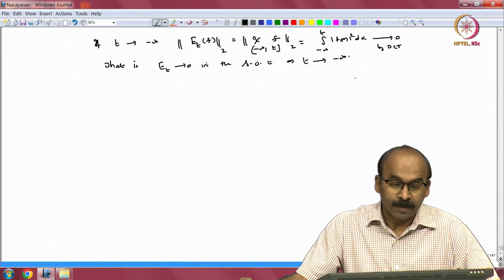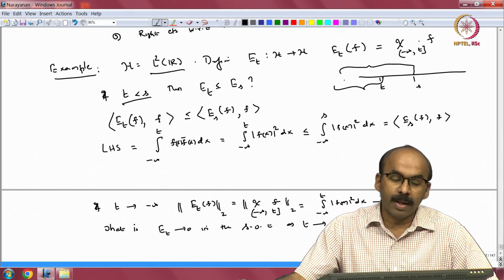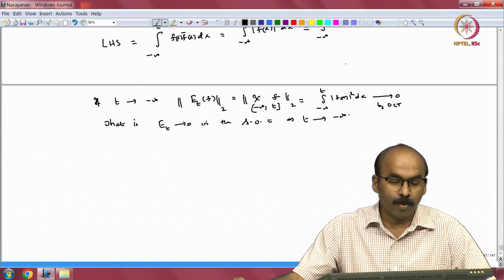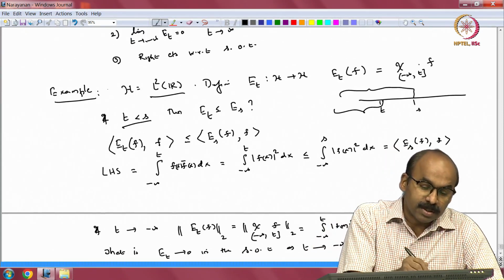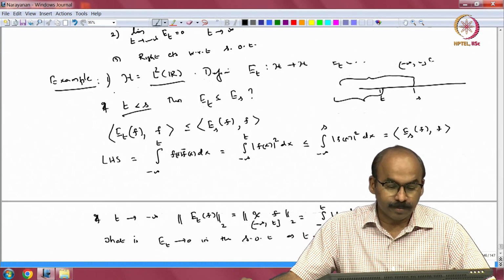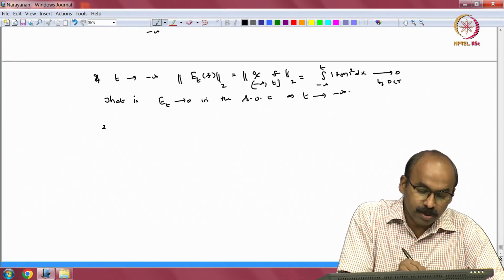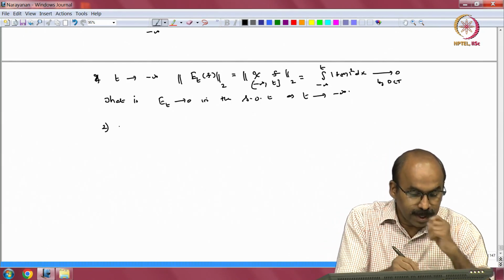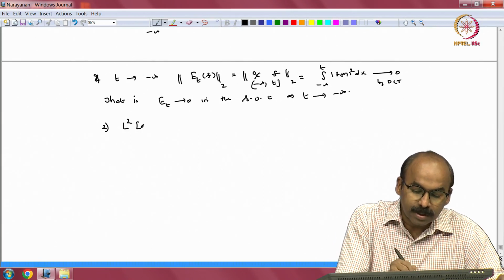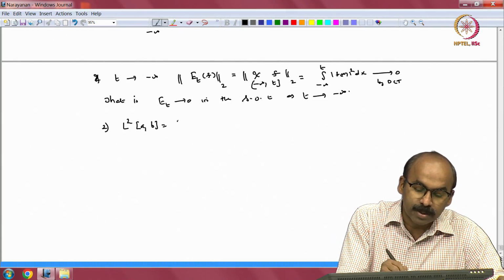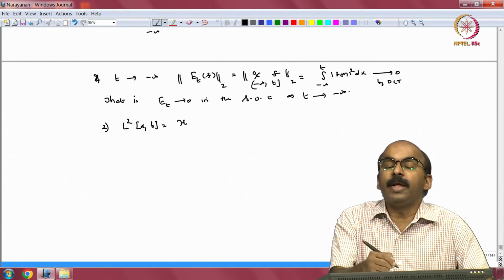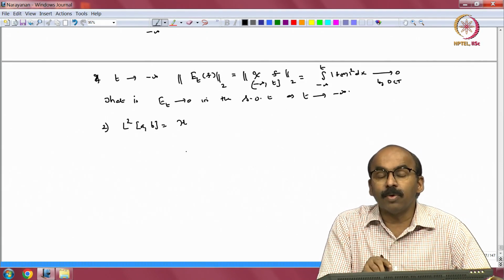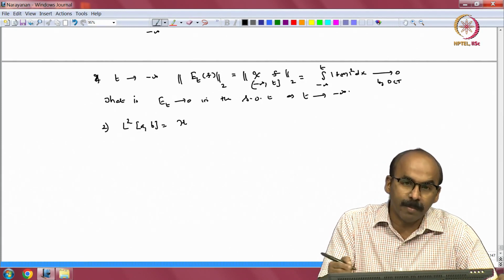But this is something which is supported on the whole real line. I can restrict everything to a smaller set, so let us look at one more example to see how to construct a resolution of identity which is supported on a smaller set. Take L2 of some interval [a,b] as your Hilbert space now. And E_t you can define exactly the way you have defined earlier, except that now your domain is [a,b]. So you start from a.